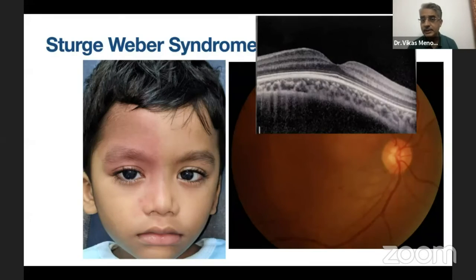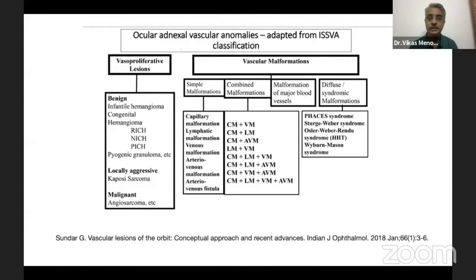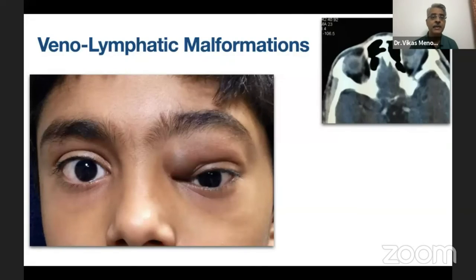So if there are subtle changes, you may do an OCT and find that the choroidal vessels can be seen to be very enlarged on the affected side as compared to this, the normal side of the same patient. This is the ISSVA classification.